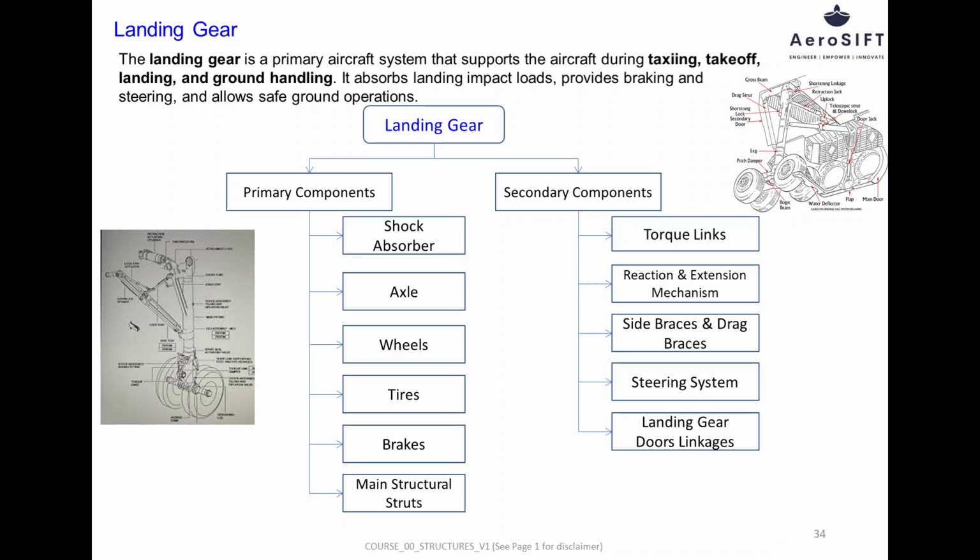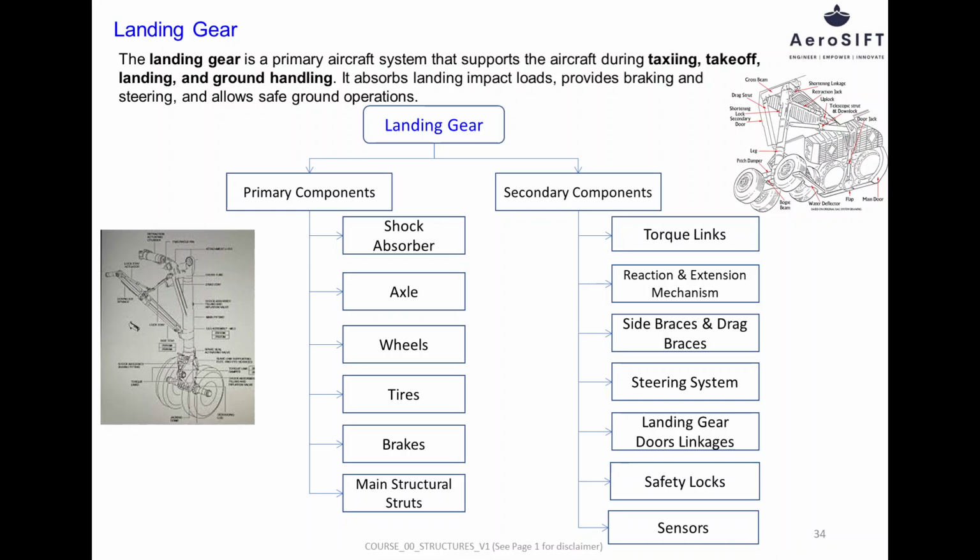Landing gear doors cover the landing gear bay when the gear is retracted, reducing aerodynamic drag and protecting internal components. Linkages connect the doors to the retraction system and ensure coordinated movement during gear operation. Safety locks, including uplocks and downlocks, ensure that the landing gear remains securely in the retracted or extended position. They prevent accidental gear collapse and provide redundancy for safe operation.